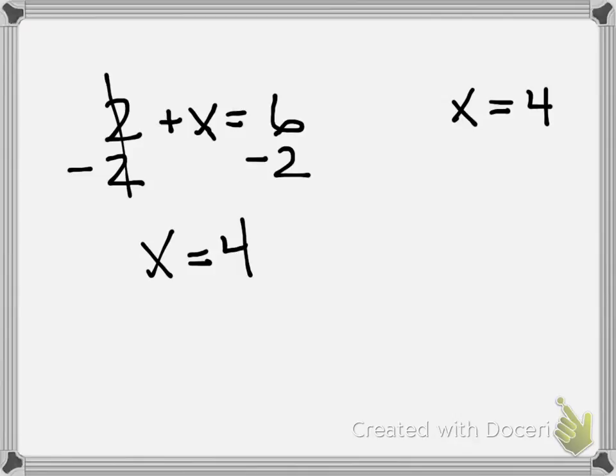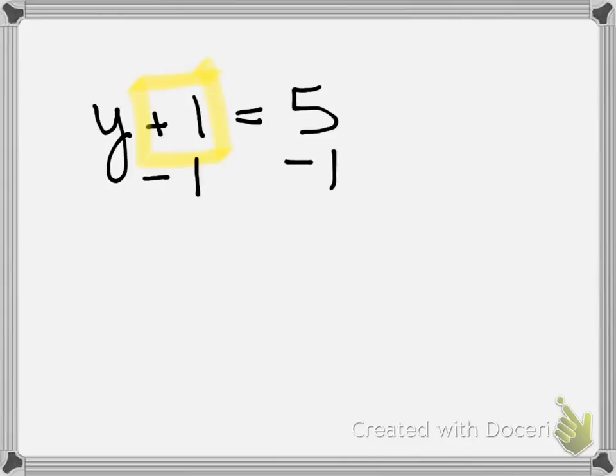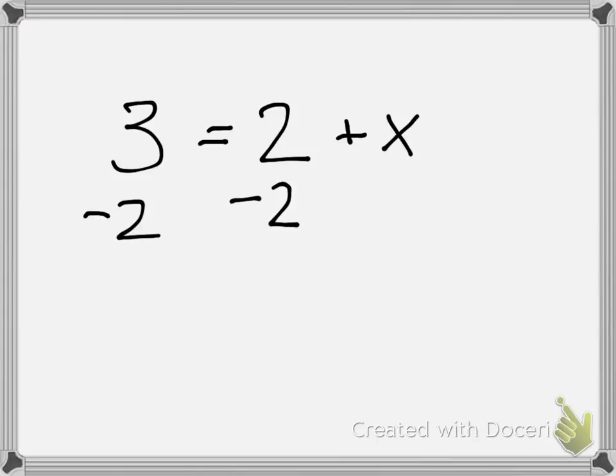So let me show you a different way that you will see the addition being used. Now this, it's very easy to see that that's being added, and so the opposite of that is subtract. And so y would equal 4. But when your constant is out front, for instance, 3 equals 2 plus x, sometimes it's hard for us to see we have to subtract that 2.